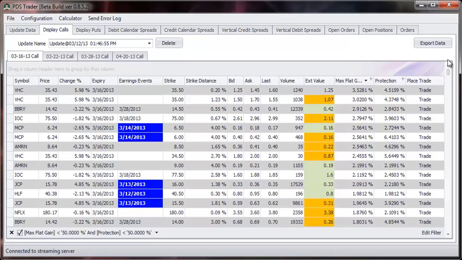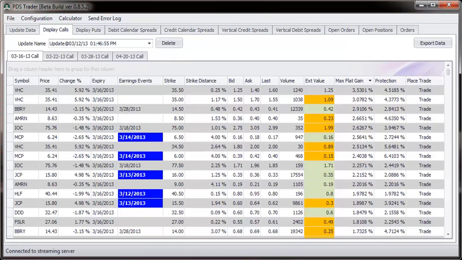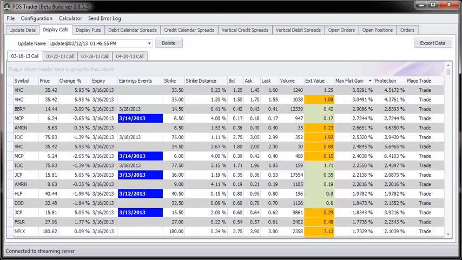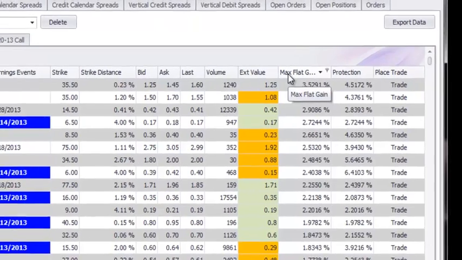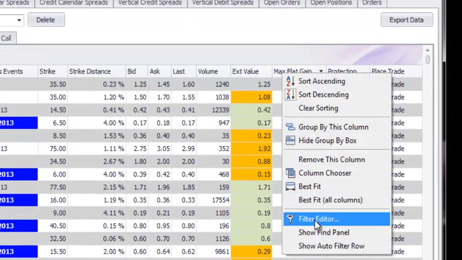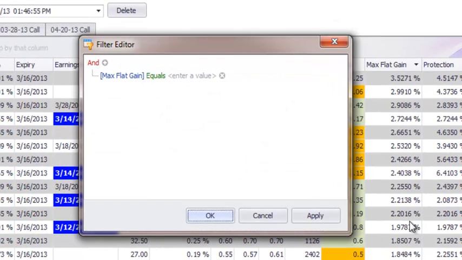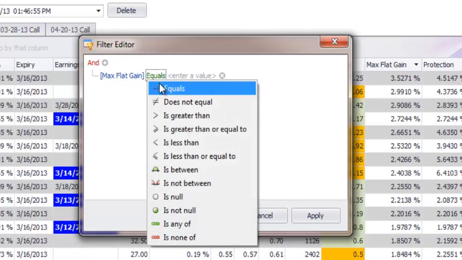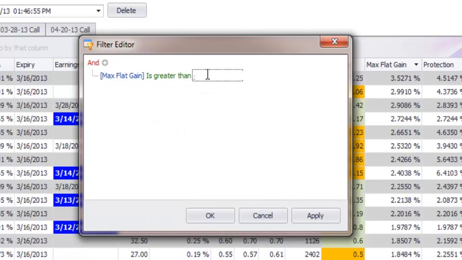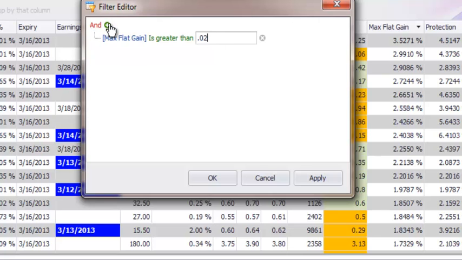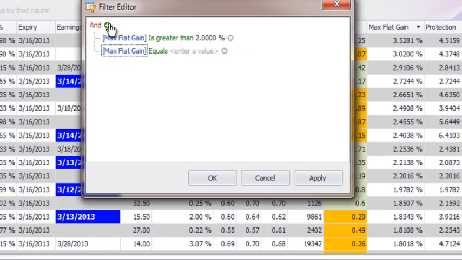Now we are seeing some good opportunities, but there are still too many to search through to find options that meet our criteria. This is where the filter editor comes in. The filter editor is a powerful feature that gets rid of opportunities you are not interested in. In this filter, I will show you how to weed out some of these options. Access the filter editor by right-clicking any column header, and then selecting Filter Editor. As you will see, this is a quick process. We'll require the max flat gain to be above 2%, and the protection to be above 3%.